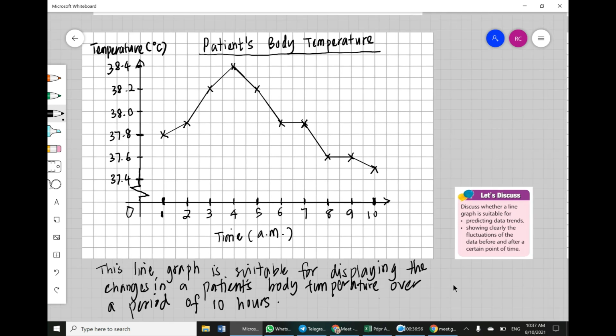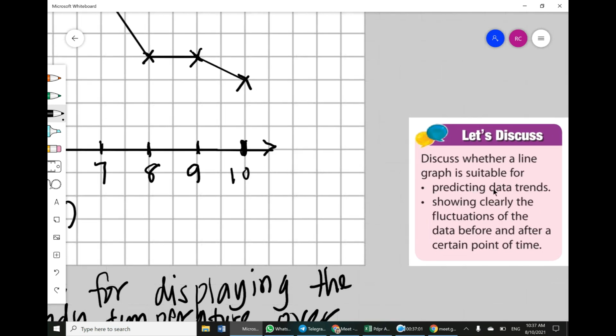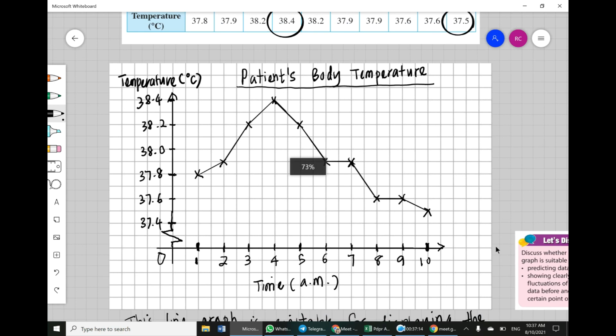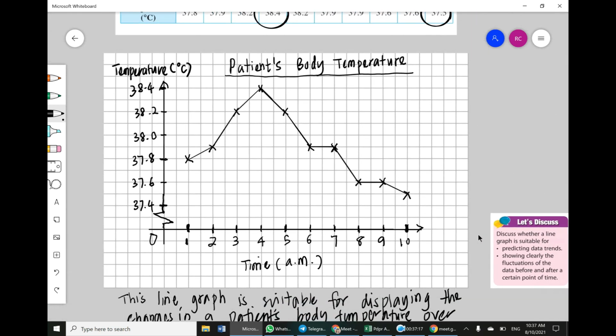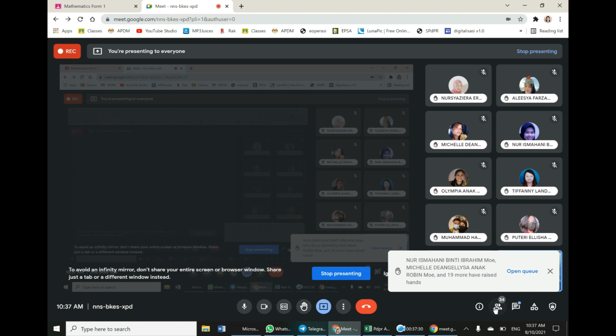Okay, so now let us discuss this part here. Discuss whether a line graph is suitable for predicting data trends. Suitable or not, class? Suitable or not? For example, our graph over here. Yes or no? Yes. Okay. For those who say yes, raise up your hand. Let me see how many of you agree that we can predict data trend using it. Raise up your hand. If there are somebody that didn't raise up their hand, meaning that they are not paying attention, maybe? Or they say a no over there.